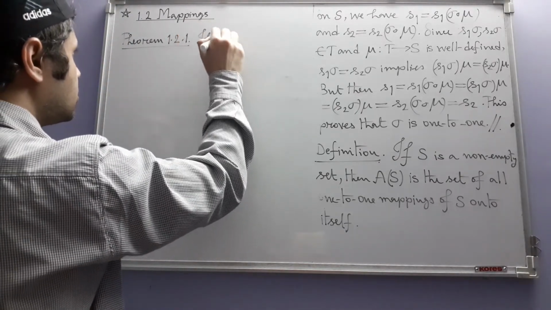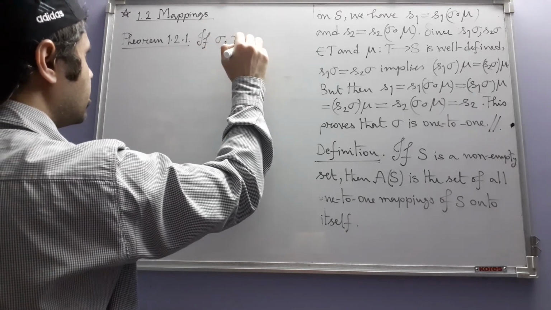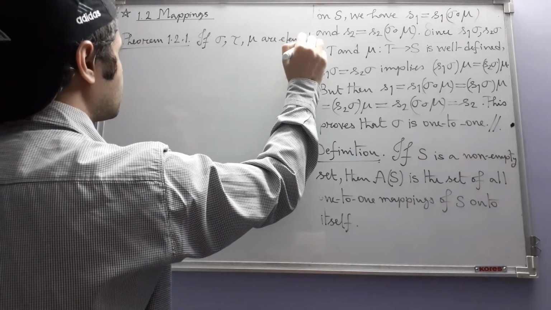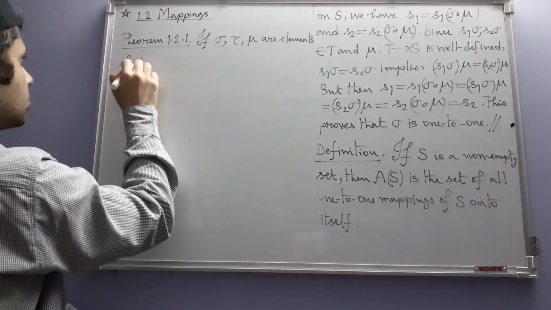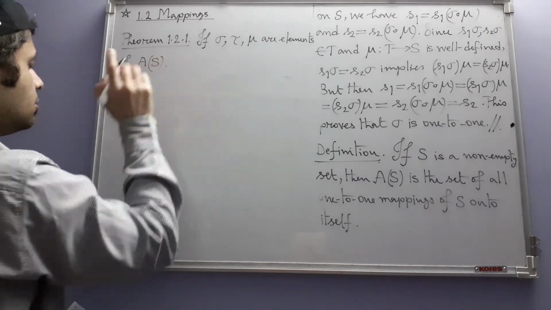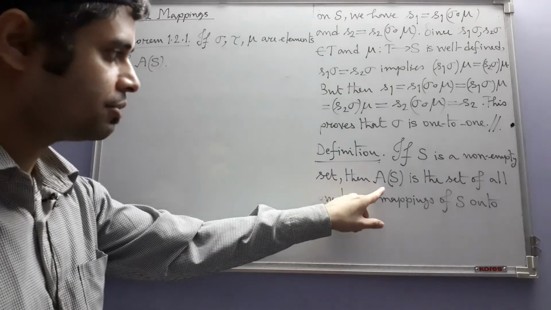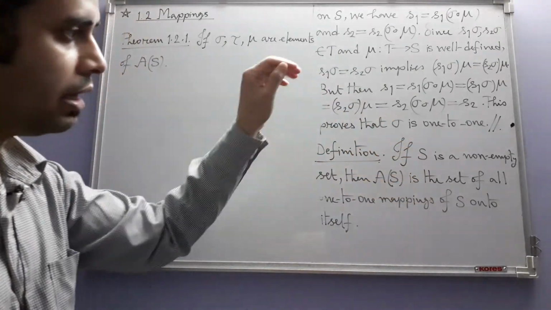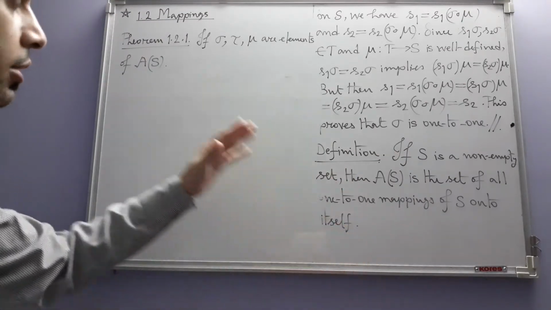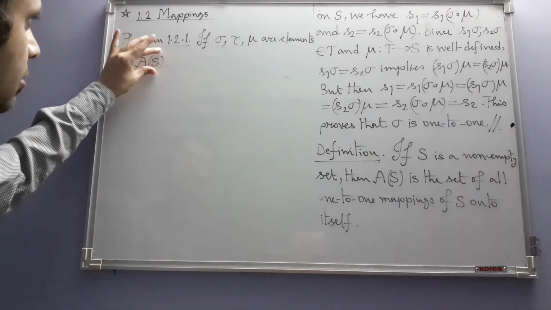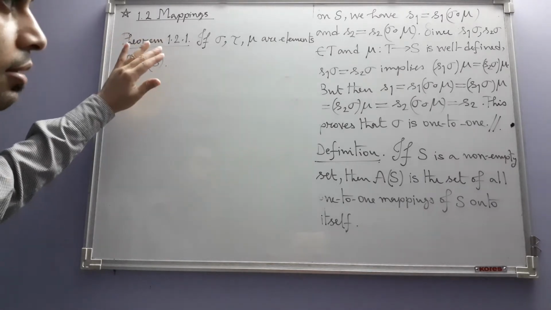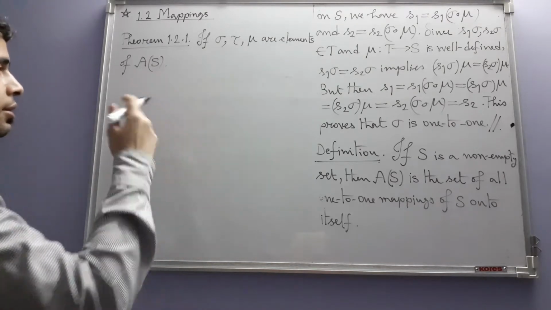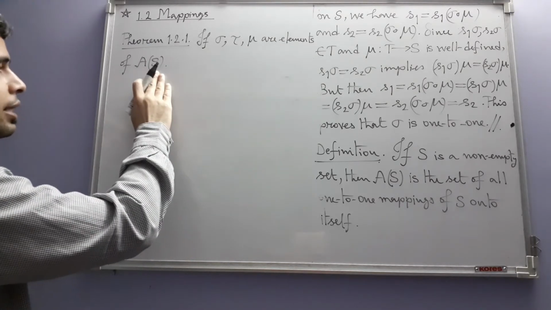So let us mention the theorem. If sigma, tau and mu are elements of A of S, keep in mind that we have defined A of S only when S is a non-empty set. So S can be any set, but it has to be non-empty. So whenever we are writing A of S, it is assumed that S is non-empty. We are not saying anything else about S, but it is presumed that S is non-empty.